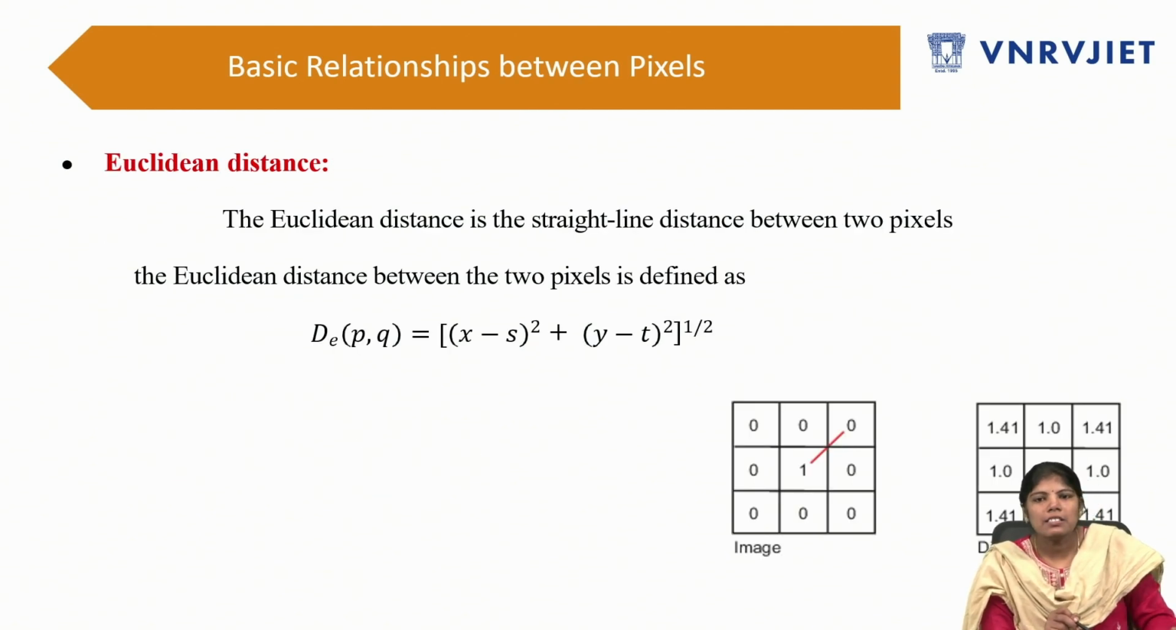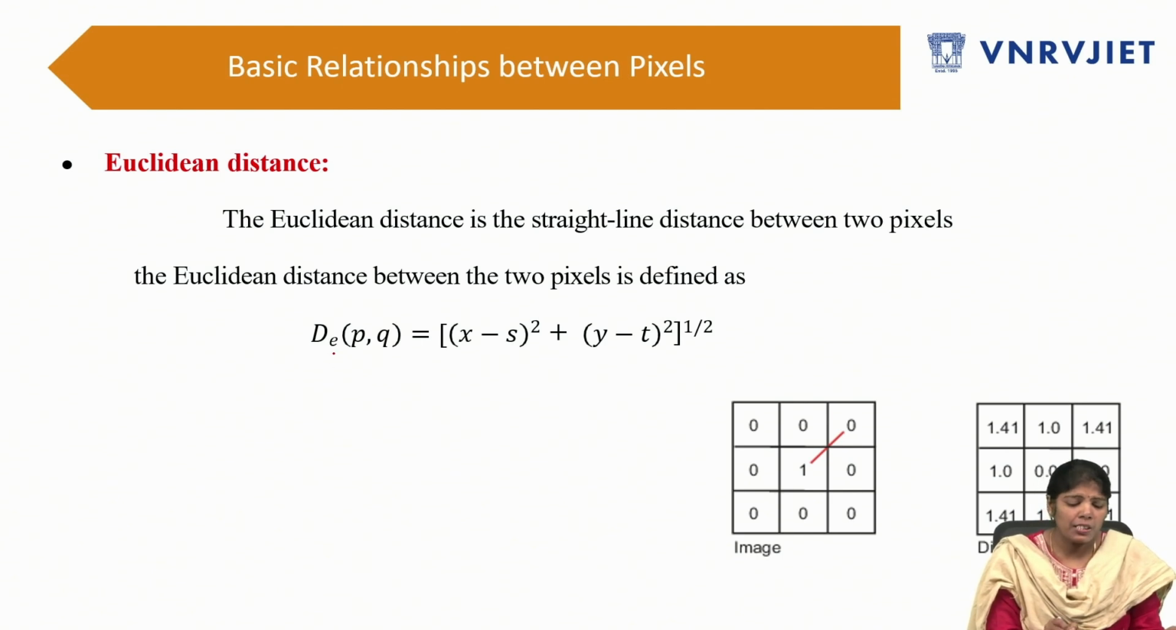What formulas are we using to calculate the distance? This first method is the one we mostly use, the Euclidean distance. It is the distance between two points. Generally we calculate the distance between two points with this formula: x minus s whole square plus y minus t whole square, under the square root. Okay, so you will get the distance between the two points. What is the distance between this pixel and this pixel?